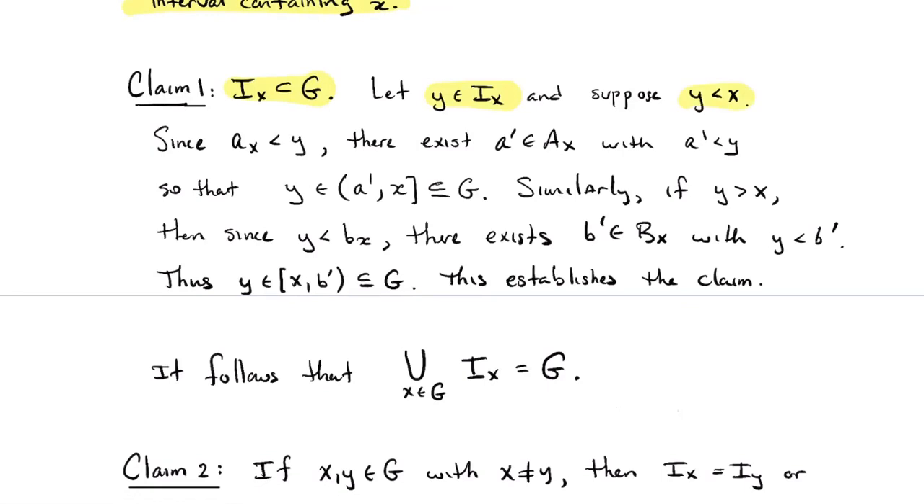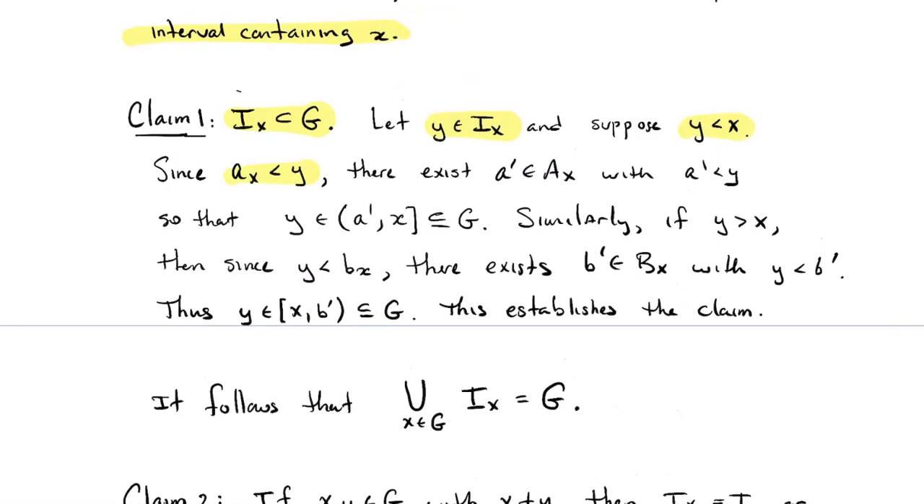So y belongs to I sub x, so it's bigger than the endpoint. Remember, I sub x is the open interval from a sub x to b sub x. So if y is in there, it's bigger than a sub x, so it's bigger than the infimum. If you're bigger than the infimum of a set, there has to be some element of that set that's less than you, because you cannot be a lower bound. So I have some a prime in A sub x that's less than y.